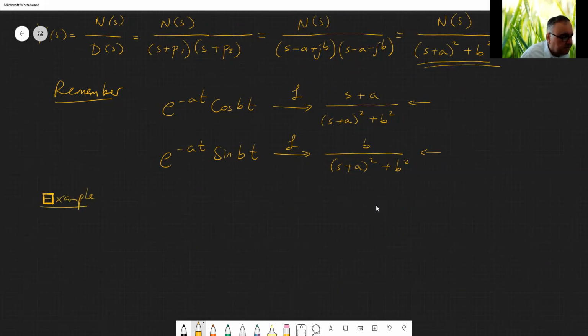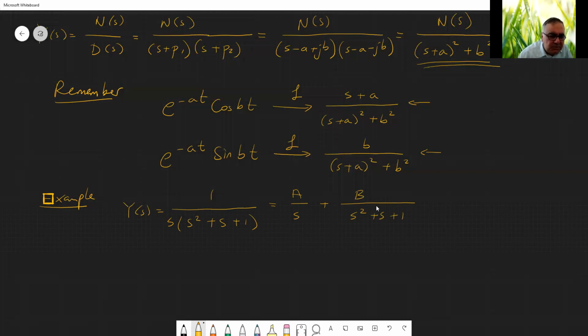Let me give you an example here. Let's say Y of s is 1 over s times (s squared plus s plus 1). As you see, there's a real root at s, which I will call A over s, plus, now there is a second order term, which is s squared plus s plus 1. At the top, I will just put Bs plus C here. Now, this A can be found easily from s times Y of s evaluated at s equals 0, which is 1 over (s squared plus s plus 1) evaluated at s equals 0, which gives you 1.